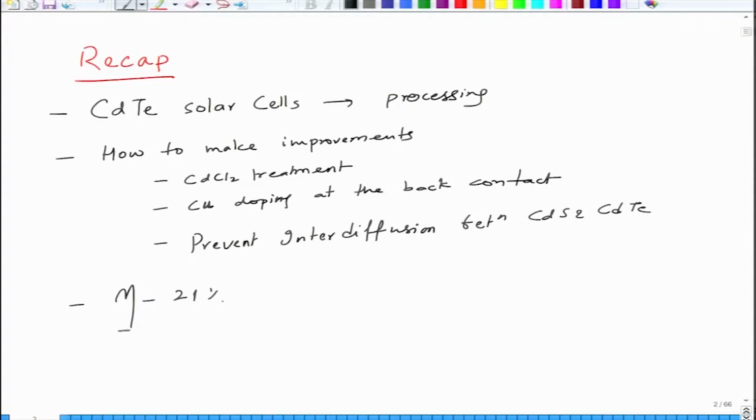about 21%. The best efficiency is obtained. These are device level efficiencies, not the module level. Module level efficiencies go a bit lower. However, this is a very promising technology for the future.